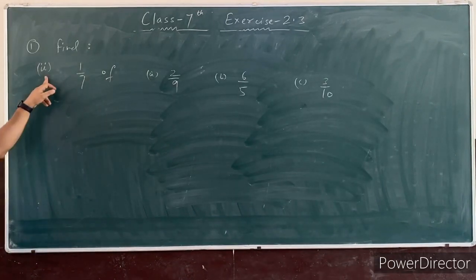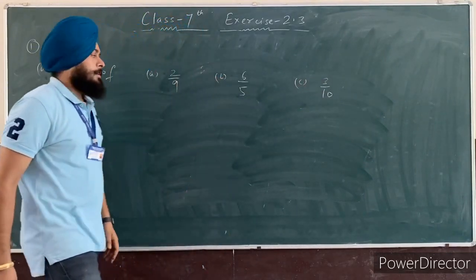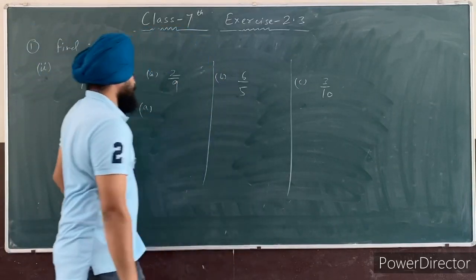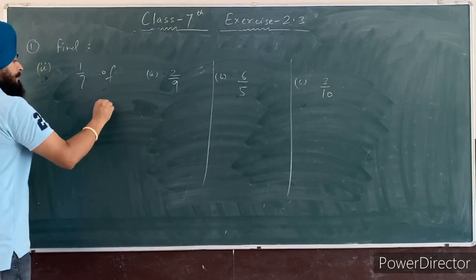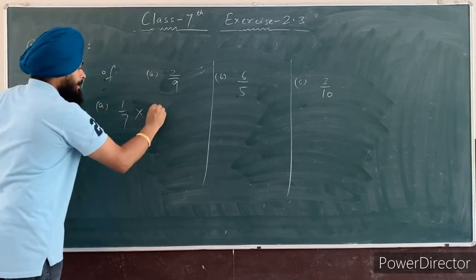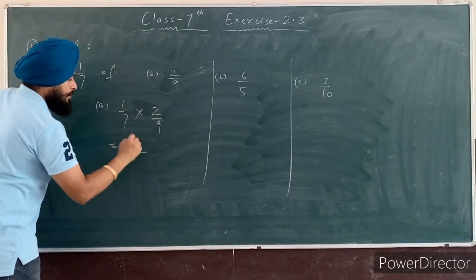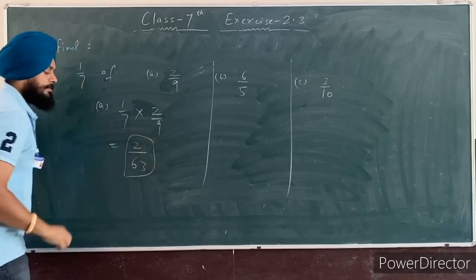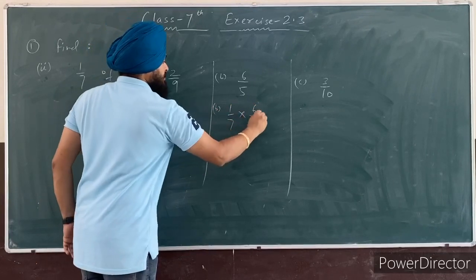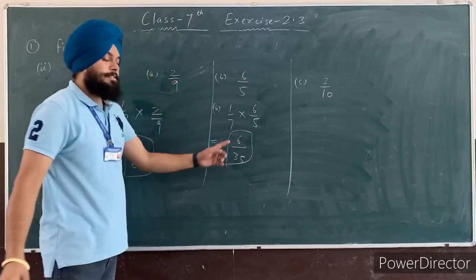Next, second part: you have to find 1 by 7 of 2 by 9, 6 by 5 and 3 by 10. So it is the same as the first part. In first part, you have to find 1 by 7 of 2 by 9. So you multiply numerator by numerator. 1 2s are 2 and 7 9s are 63. In B part, you have to find 1 by 7 of 6 by 5. So 1 6s are 6 and 7 5s are 35. Answer is 6 by 35.